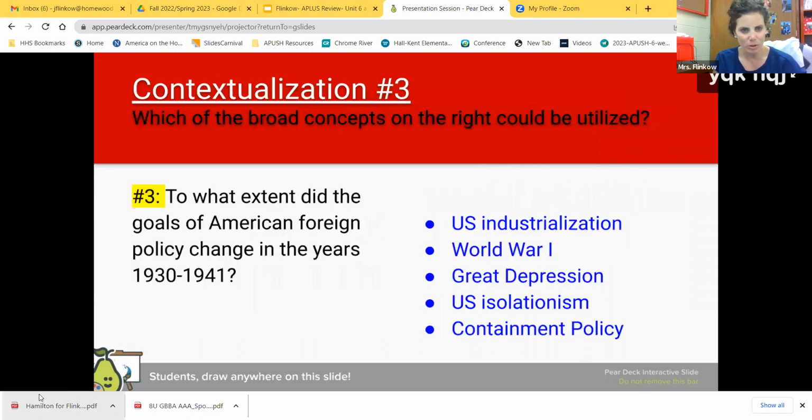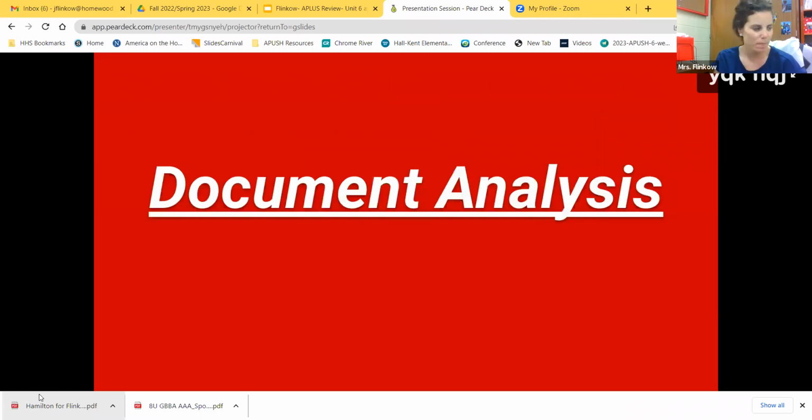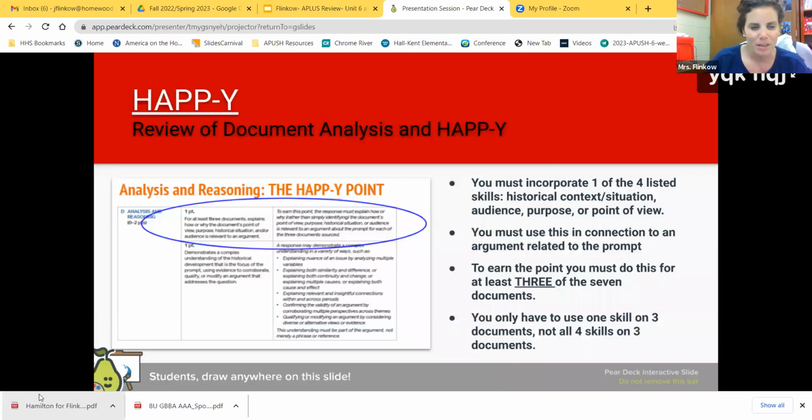All right, I'm going to skip through some more of this contextualization because I want us to make sure that we touch on real quickly document analysis, okay? So document analysis is the same thing as HAPP. When you HAPP the document, okay? All right, so HAPPing the document. This is where you're going to get your point for doing one part, okay? Either showing historical context, audience, purpose, or point of view, okay? You do not have to do all of those for one document. You only have to do one per document, okay?